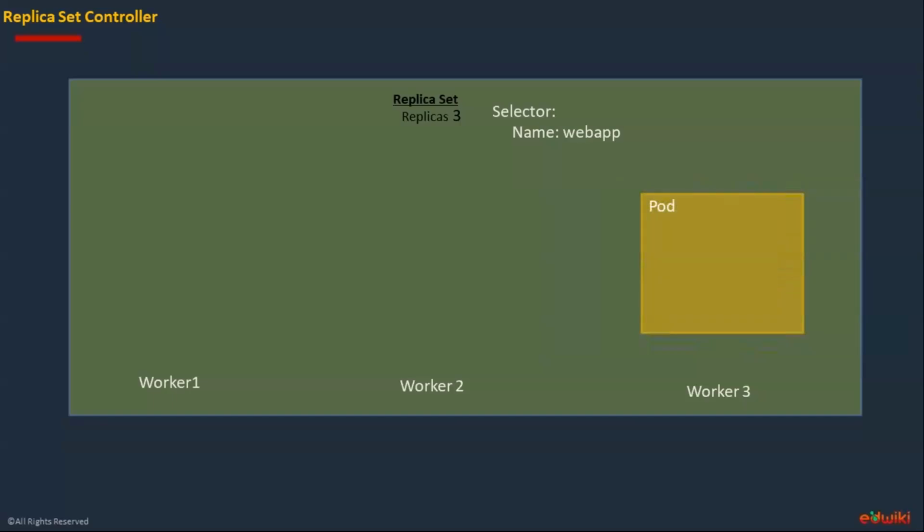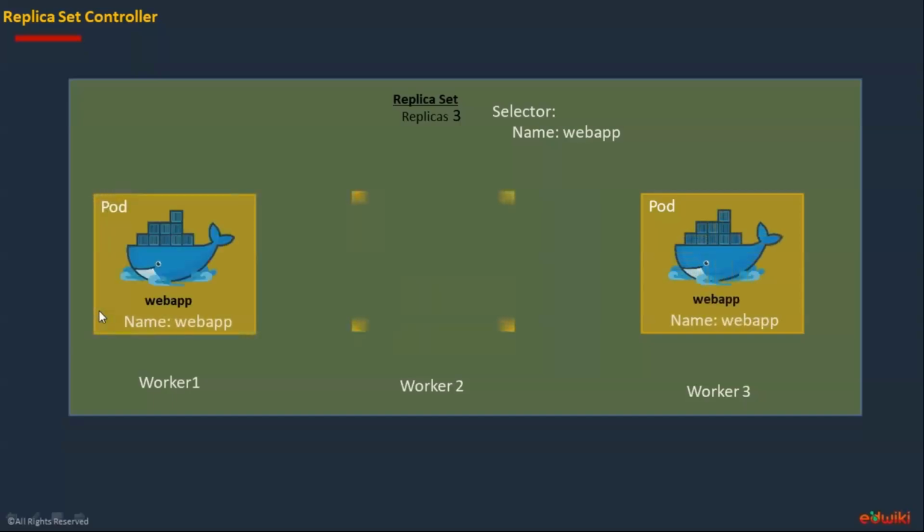Let's take this example, right? Whenever you deploy the replica set controller stating that I need 3 replicas of my application, it is going to deploy the application into a total of 3 pods.